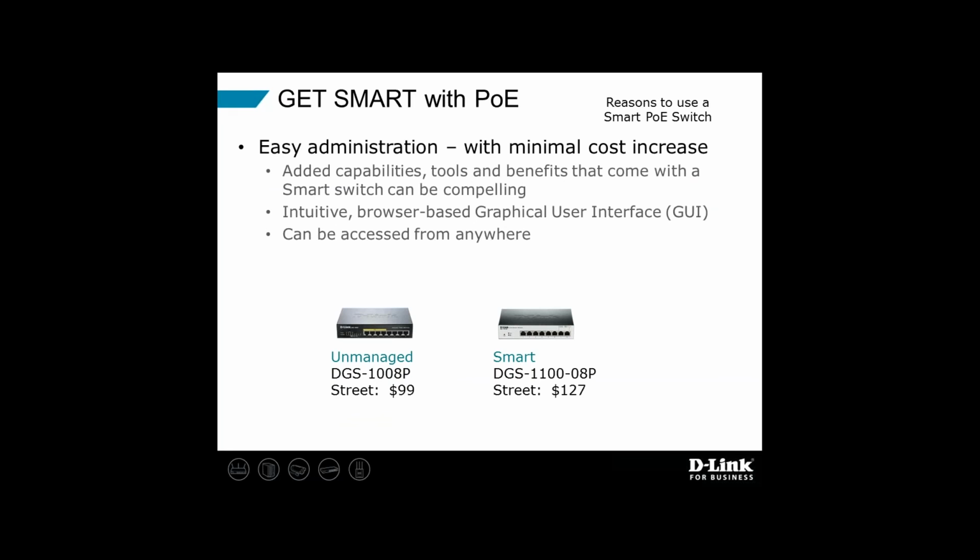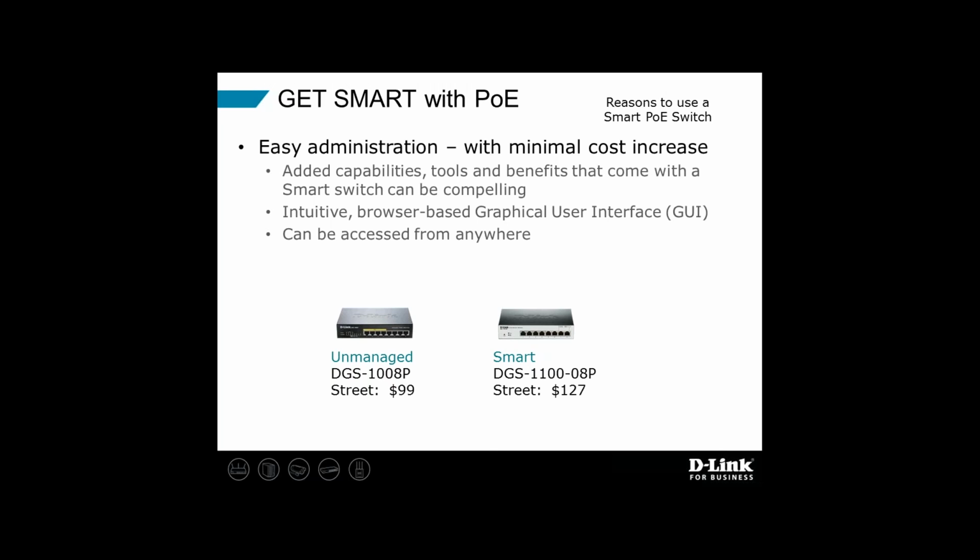So here I'm looking at two D-Link switches. Both are 8-port switches. The one on the left is unmanaged, and in fact only the first 4 ports support PoE. Typical street price on that, I looked online the other day, was around $99. The switch on the right is a smart switch, so it can be configured using the browser-based graphical user interface. It can be accessed from anywhere as long as you have access into that network.